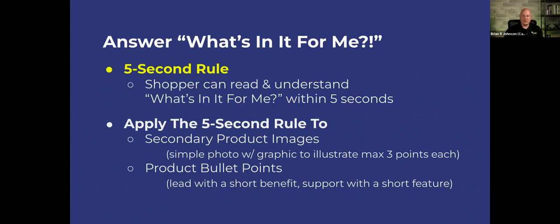Add in the rest of them into your bullet points, into your A+ content. It doesn't have to all go into your main images. Put it in your videos, for instance, okay? Your bullet points, like I said, lead with a short 3 to 5 word benefit that makes people think, I want that. I want that benefit for me. I know what's in it for me.